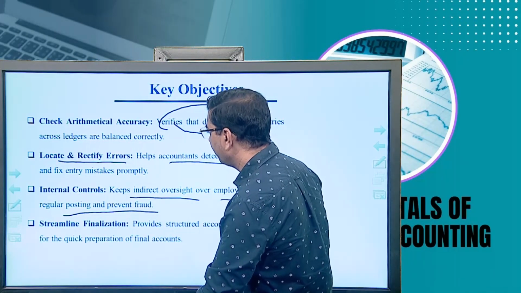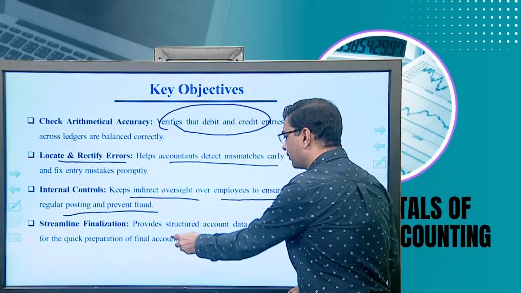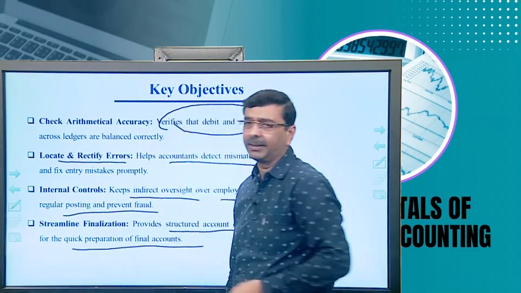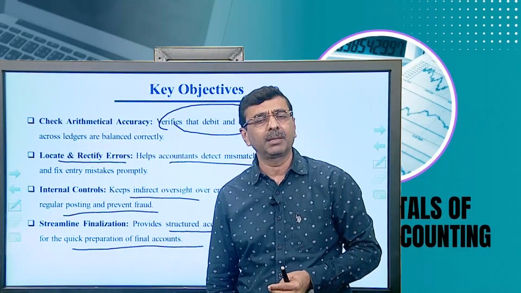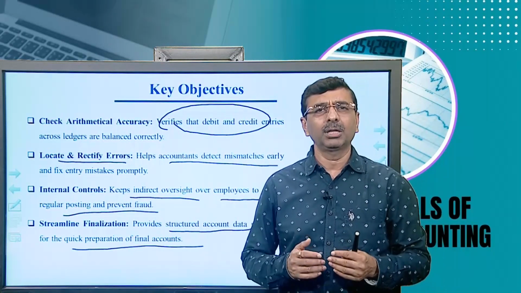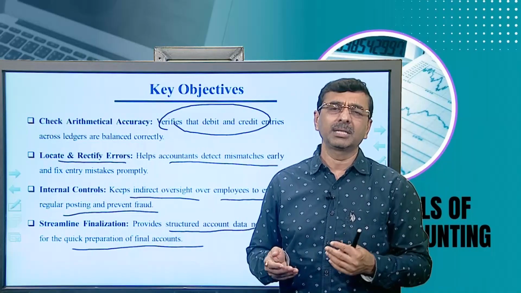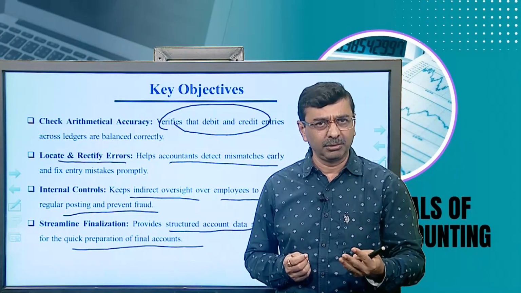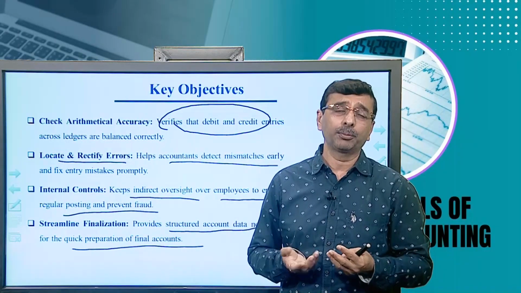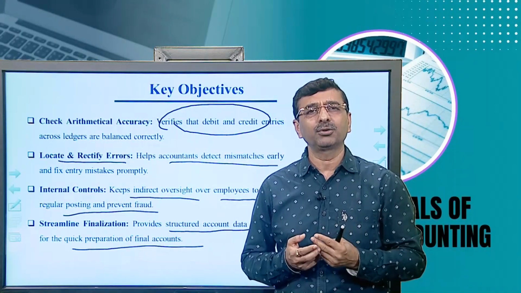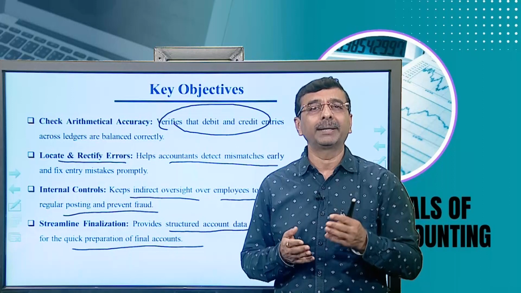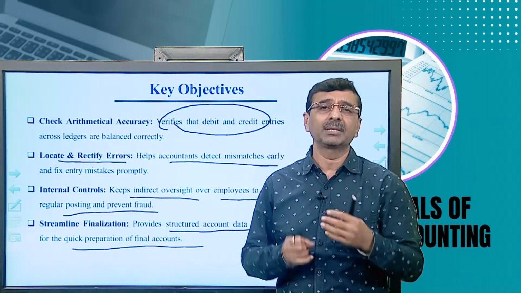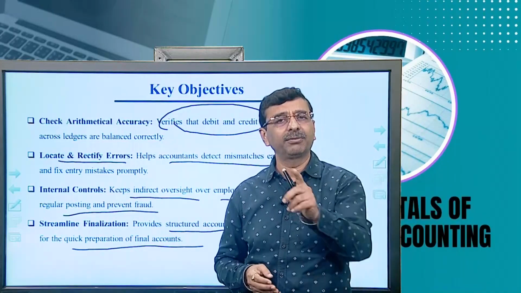Then, streamline finalization: provide structured account data necessary for a quick preparation of the final accounts. Because we are talking about sole proprietorship and partnership, definitely they might prepare all this information at the end of the year only. But in the case of corporate companies, generally they require all this data on a quarterly basis also, and sometimes they need information on financial position at the end of 6 months also.